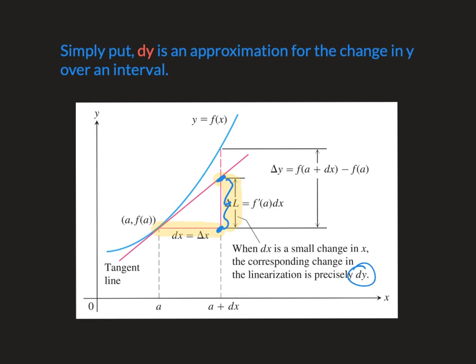The actual change in the y values, so if you start at this y value, which is f of a, and you follow the function up to a plus delta x, or plus dx, that actual change is called delta y. So delta y is the actual change, dy is the approximation of that change.